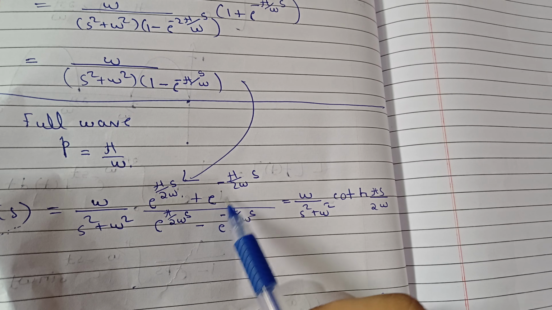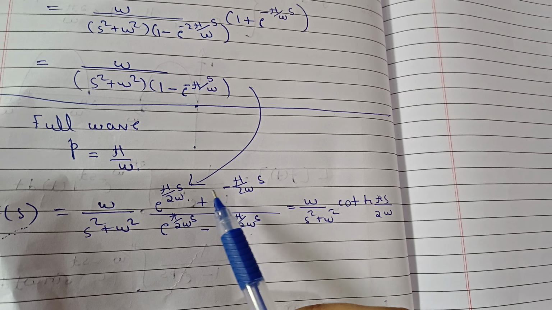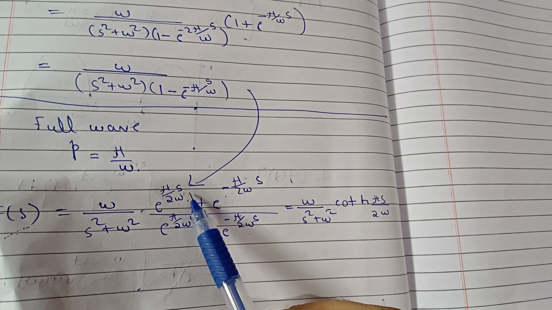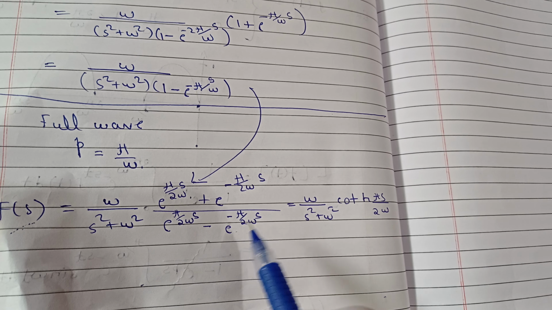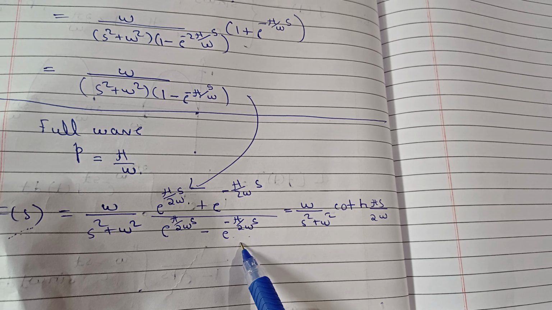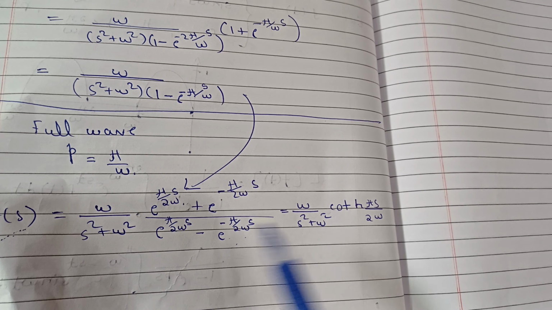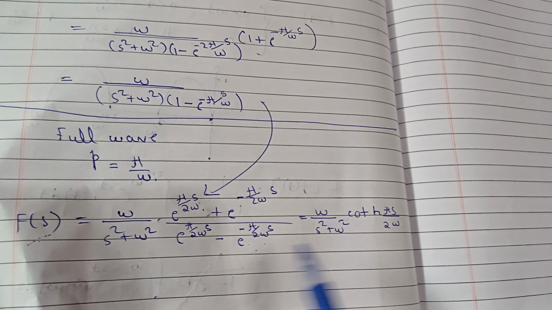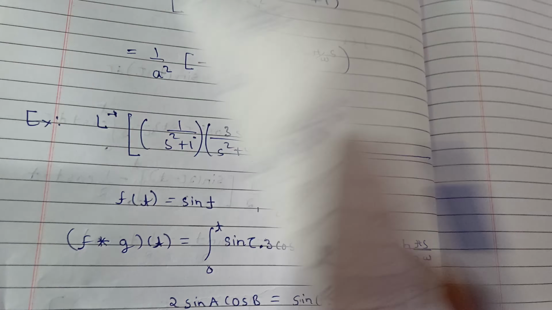Now you can divide by 2 in both the numerator and the denominator. Then in the numerator you will get cos hyperbolic pi s by 2 omega, and the denominator is sin hyperbolic pi s by 2 omega. So cos by sin will give you cot hyperbolic pi s by 2 omega, times omega by s square plus omega square. So this will be your solution for the full wave. You must know how to find this.